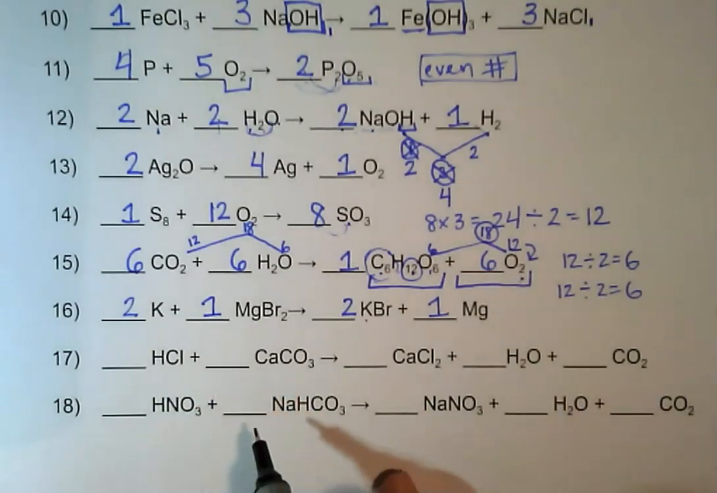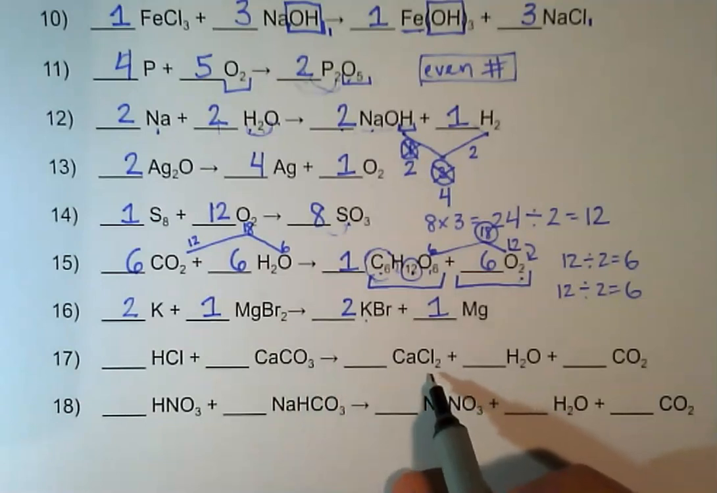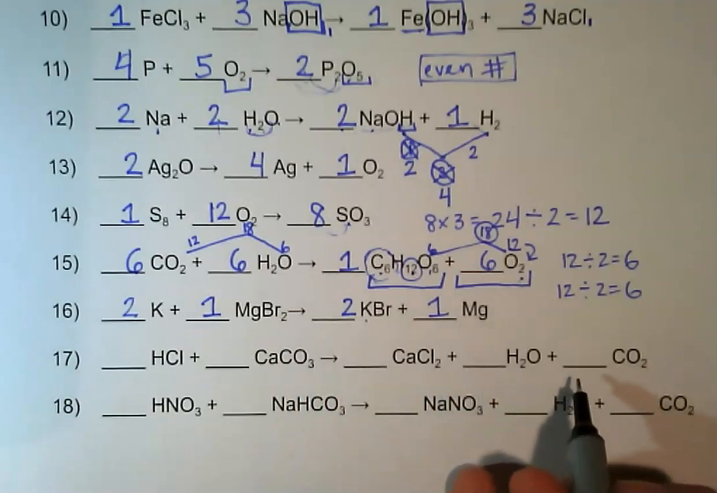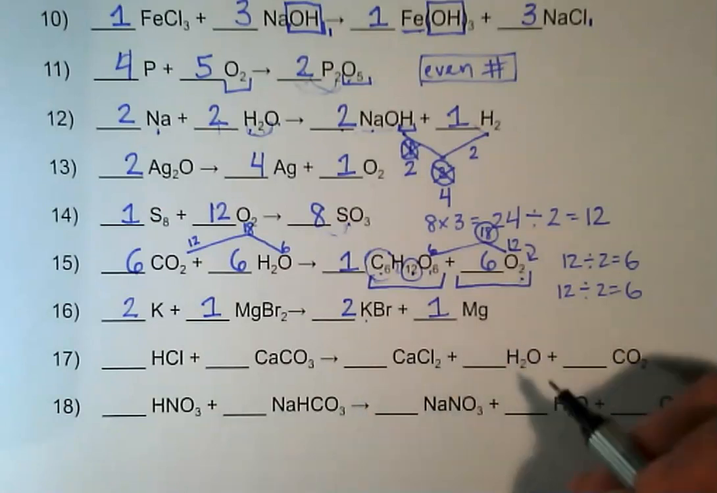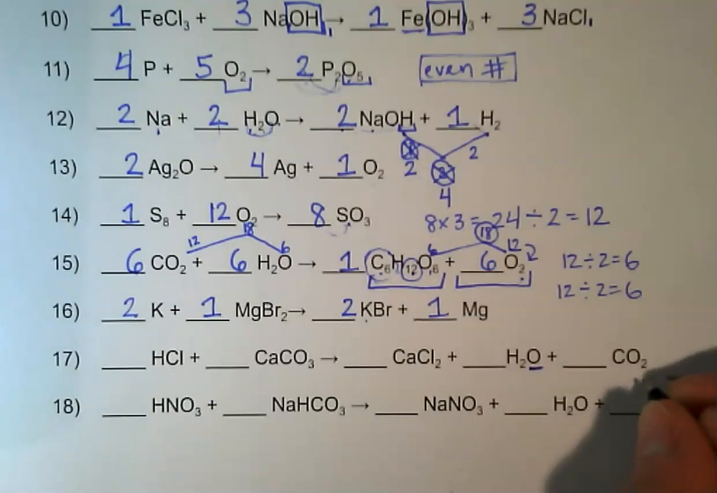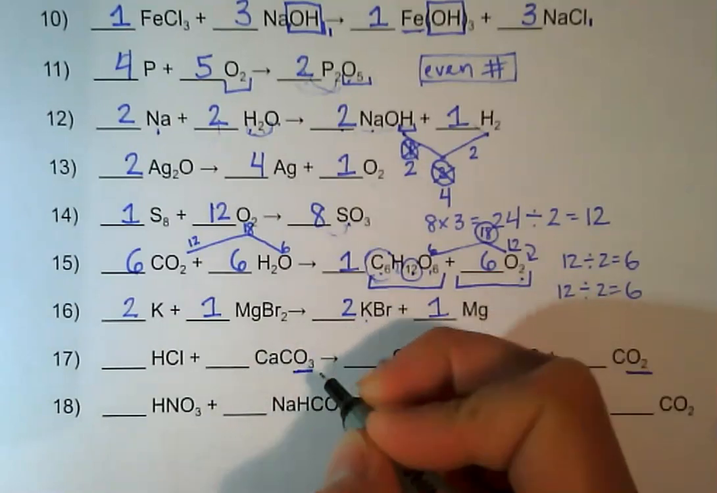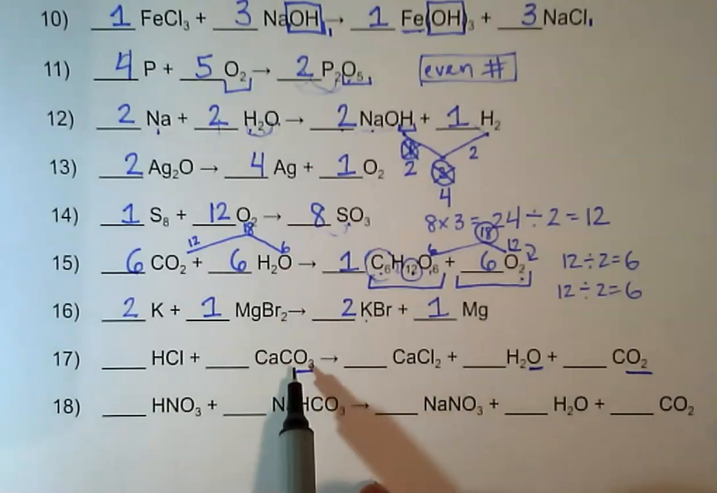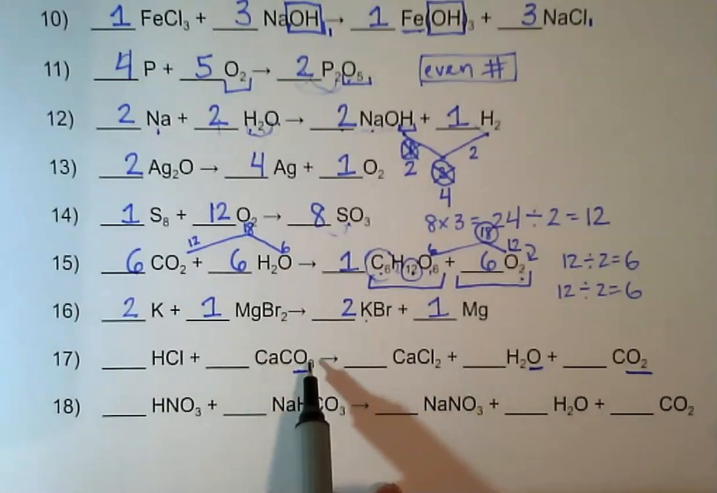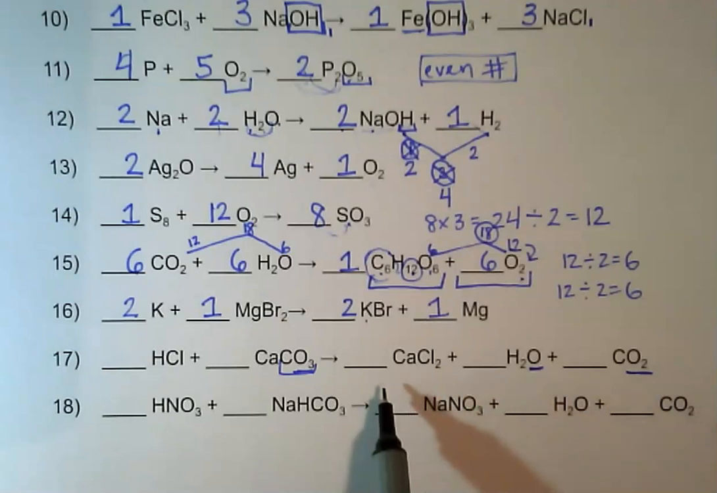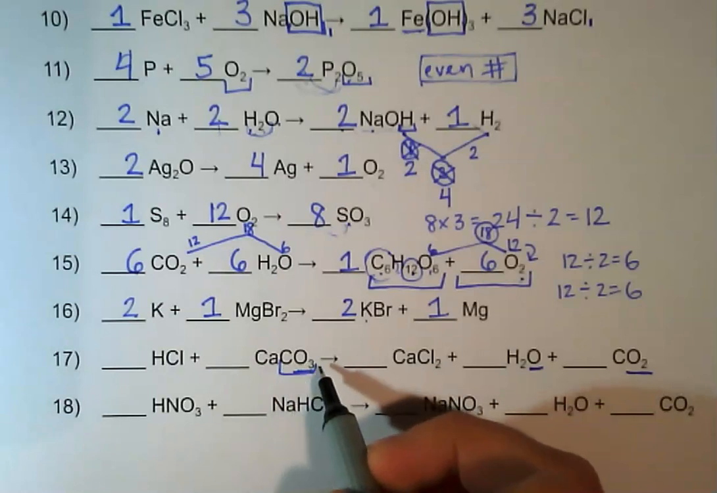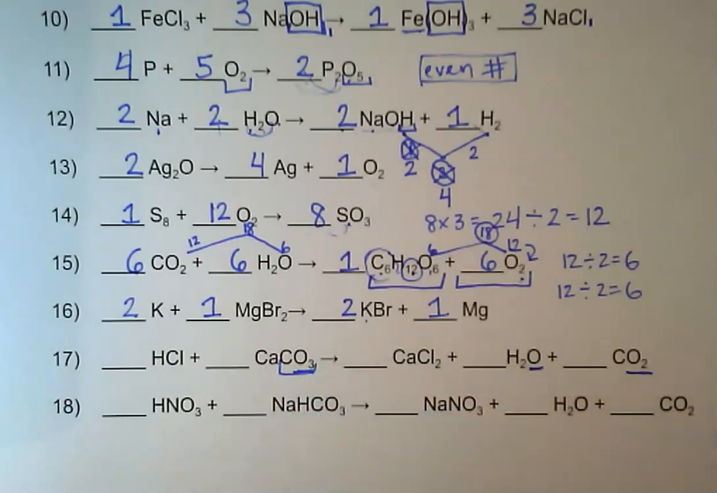HCl, or hydrochloric acid, plus calcium carbonate gives calcium chloride plus water plus carbon dioxide. So 3 products here. So we have oxygen in multiple places. We have it here in H2O, here in CO2, and in CaCO3. So although I have a polyatomic in this problem, carbonate, I only see that polyatomic on the reactant side. I don't see any carbonates on the product side. So in this case, I'm just going to have to break the polyatomic into its elements when balancing.